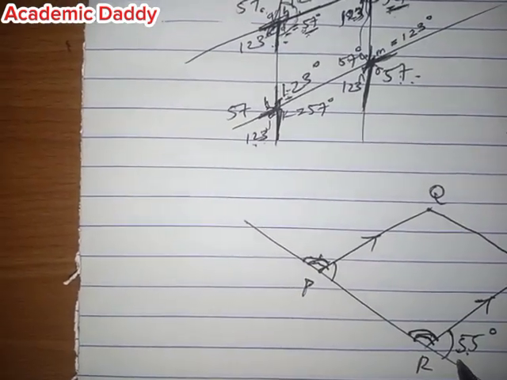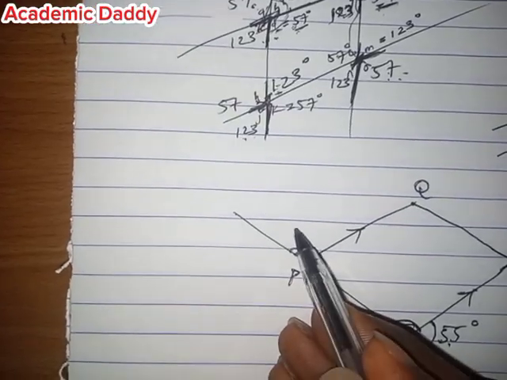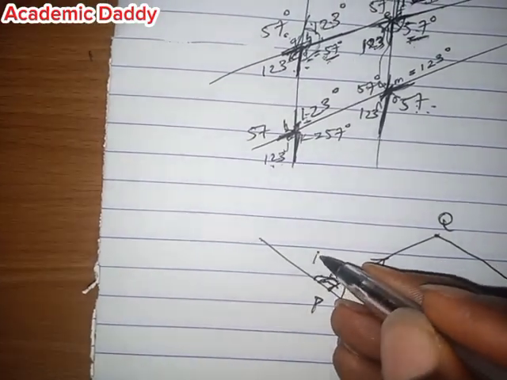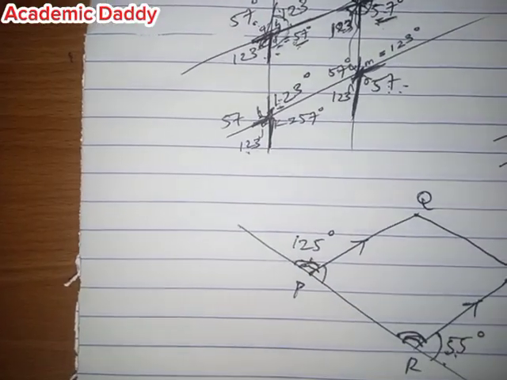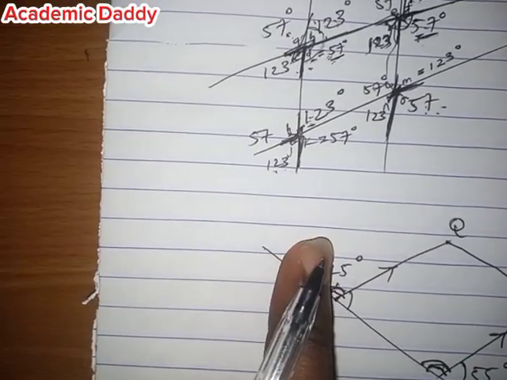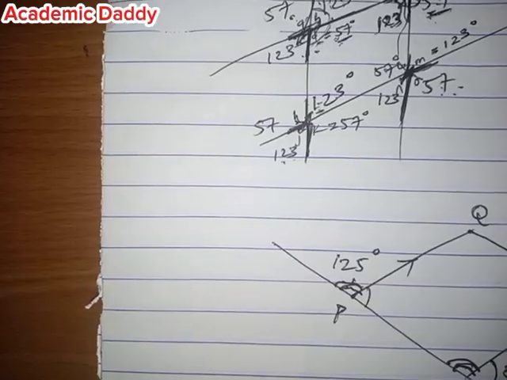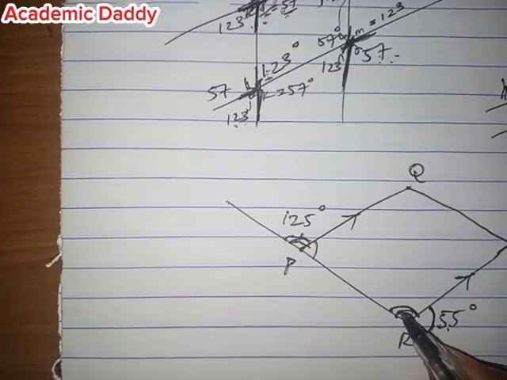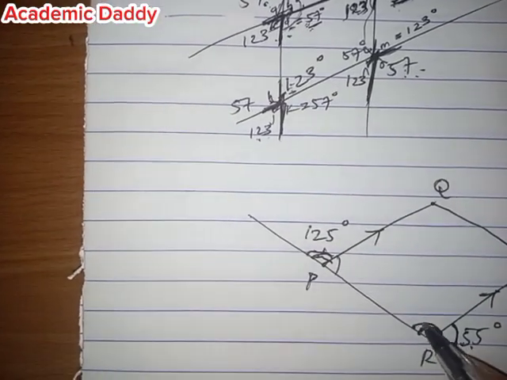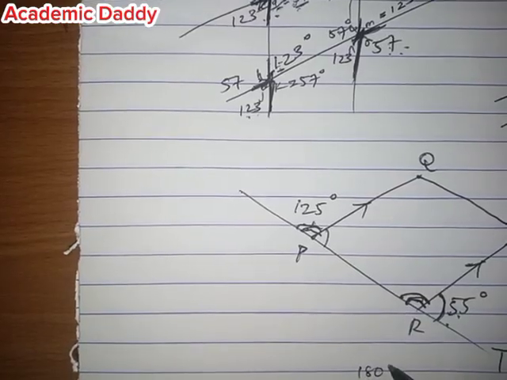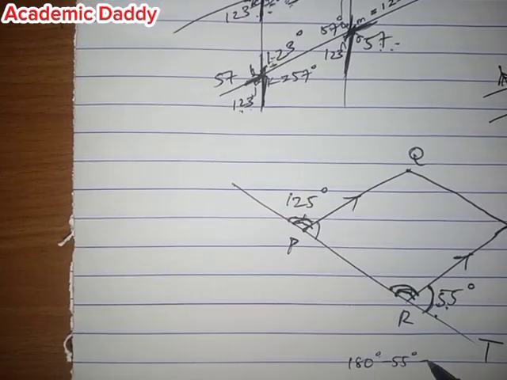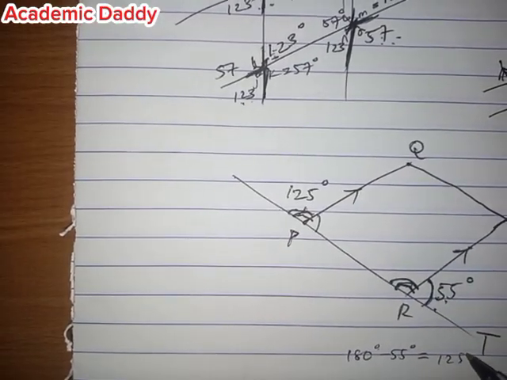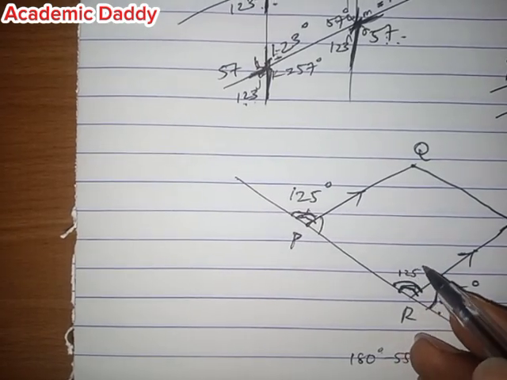So what it means is that this is 55. Here should be 55 plus what will be 180. So this angle should be 125 degrees, so that it will add up. And since this 55 is adjacent to this, you do 180 minus 55 degrees, which will be equals to what? That will be this angle, and that's 125 degrees. So this angle should be 125 degrees.